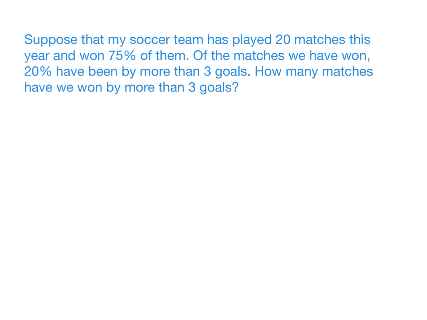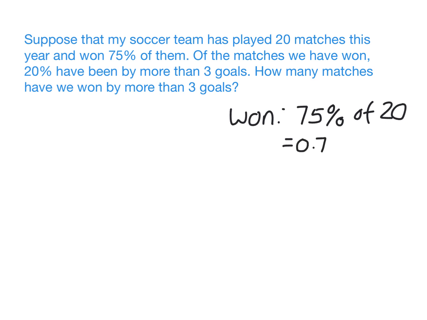Okay, so we're going to start by calculating how many matches were won. The question tells us it's simply 75% of the matches played. It's 75% of 20. So to calculate 75% of 20, we convert 75% to a decimal or fraction. Either way doesn't matter. This time I've chosen a decimal. Of means times, just 0.75 times 20, which is 15. That means that my team has won 15 matches.